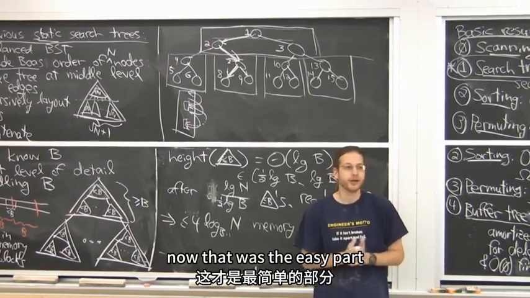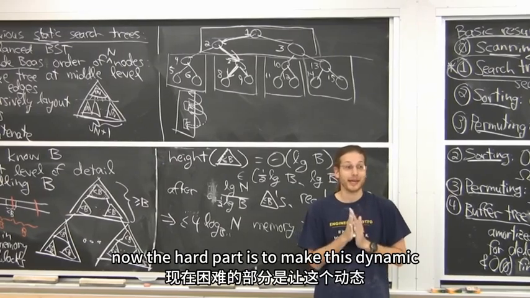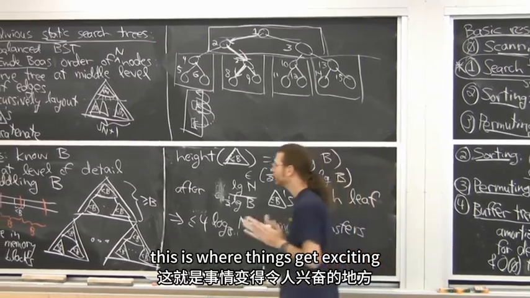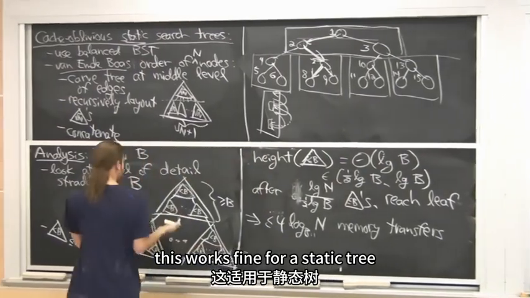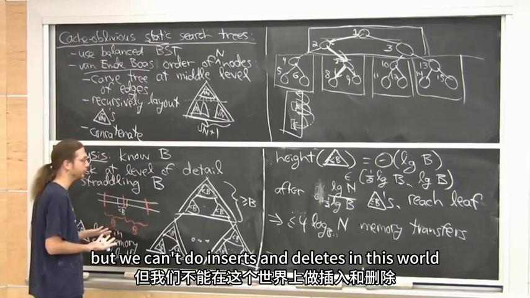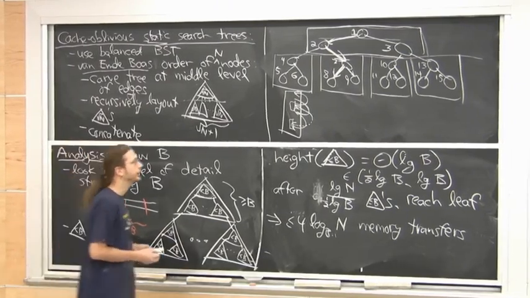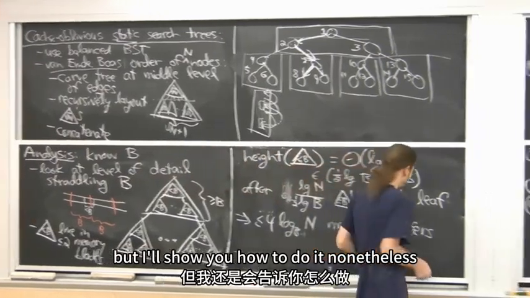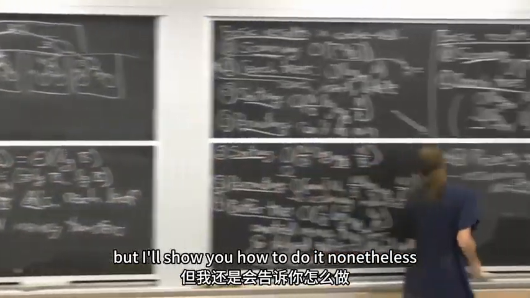Now, that was the easy part. Now the hard part is to make this dynamic. This is where things get exciting. This works fine for a static tree, and this is how we do search, but we can't do inserts and deletes in this world easily. But I'll show you how to do it nonetheless.